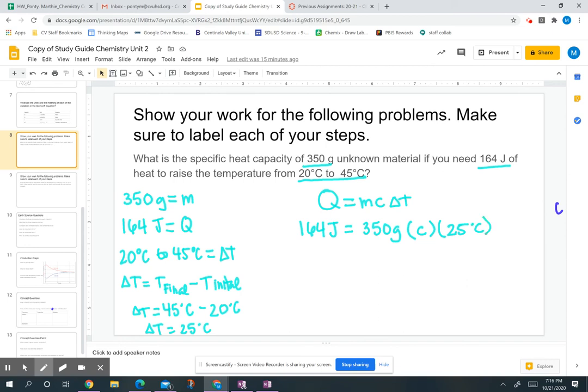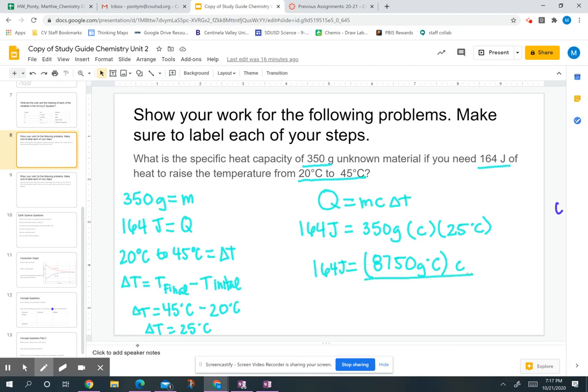So I'm going to multiply whichever numbers I have on the right side together. So I'm going to multiply 350 times 25. And when I multiply those together, I get 8,750 grams degrees Celsius times the letter C, because I'm bringing down this C that I have right here. Then I have this equal to 164 joules.